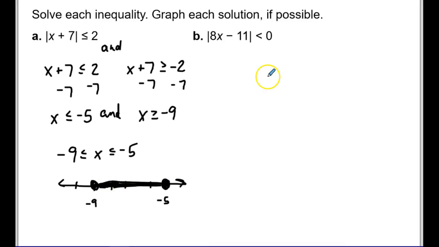Okay? So now let's look at part B. To solve this, I see I have the absolute value is less than 0. Based on my definition of an absolute value, an absolute value can never be less than 0, so there is no solution here. I can always just double check before I even start to solve it, because I know that it is not possible to have the absolute value be less than 0.